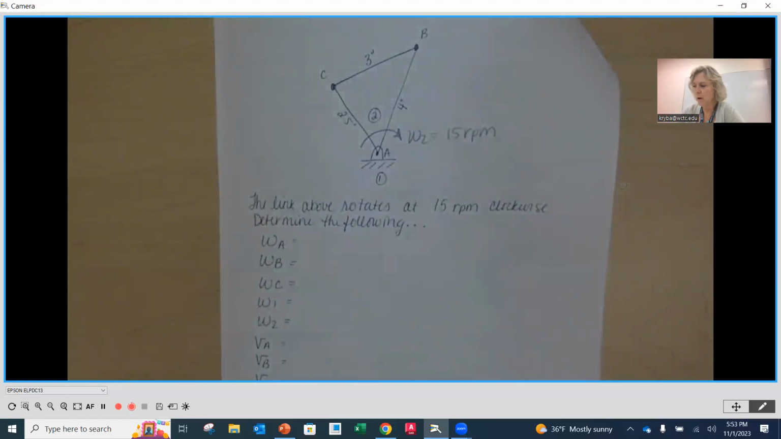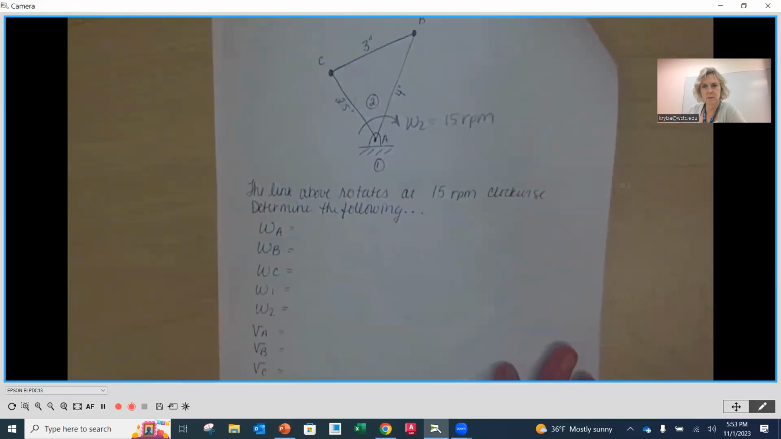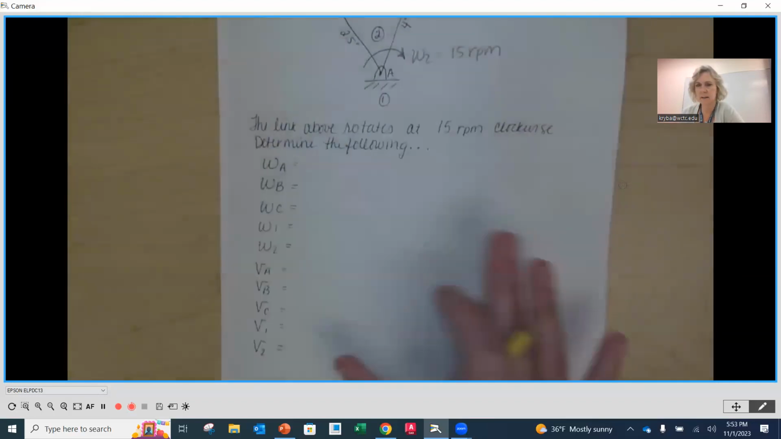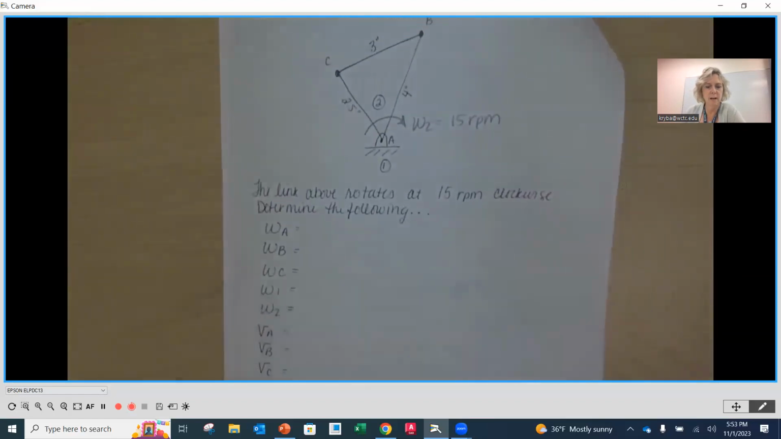Go ahead and fill in what you can down below, based on this information on top. I'll let you fill in what you can, and if you're not sure, just skip over it. We'll talk about each one of these, but take a look.